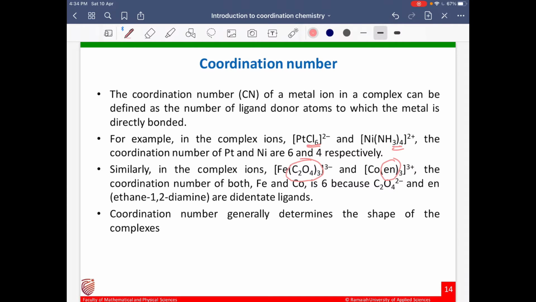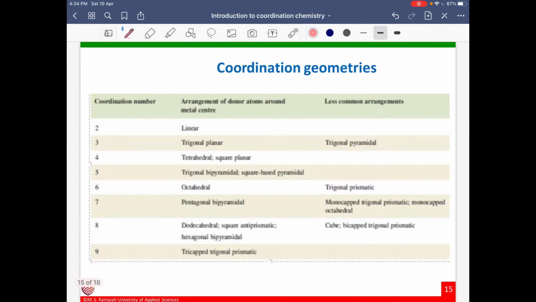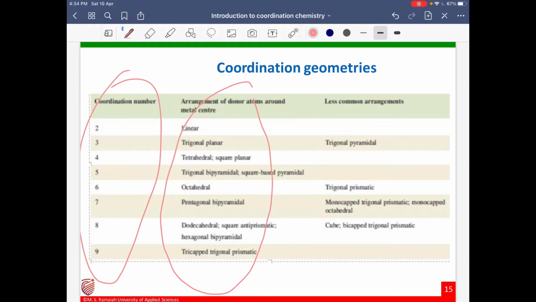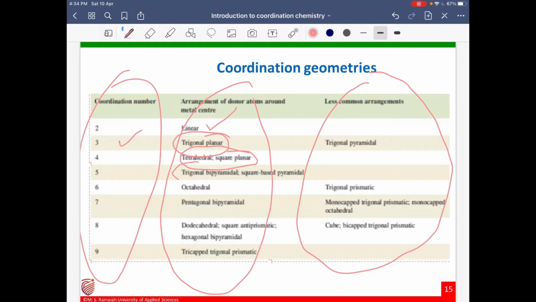Coordination number generally determines the shape of the complex. The shape of the complex is mainly determined by the coordination number. So there are some coordination numbers and their arrangements. There are some less common arrangements that we don't have to give more attention to, but you can see that if the coordination number is 2, the structure can be linear. If it is 3, then it can be trigonal planar. If it is 4, then tetrahedral or square planar. If it is 5, then trigonal bipyramidal or square pyramidal.